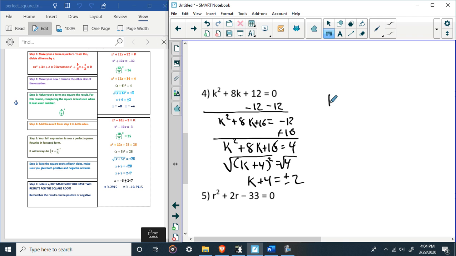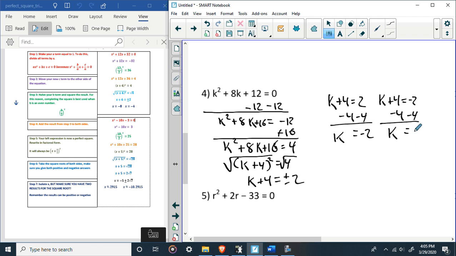Okay, now we need two answers. K plus 4 is equal to 2. K plus 4 is equal to negative 2. Subtract 4 from both sides. K is equal to negative 2. Subtract 4 from both sides. K is equal to negative 6. Okay, so again, we got our two answers there.